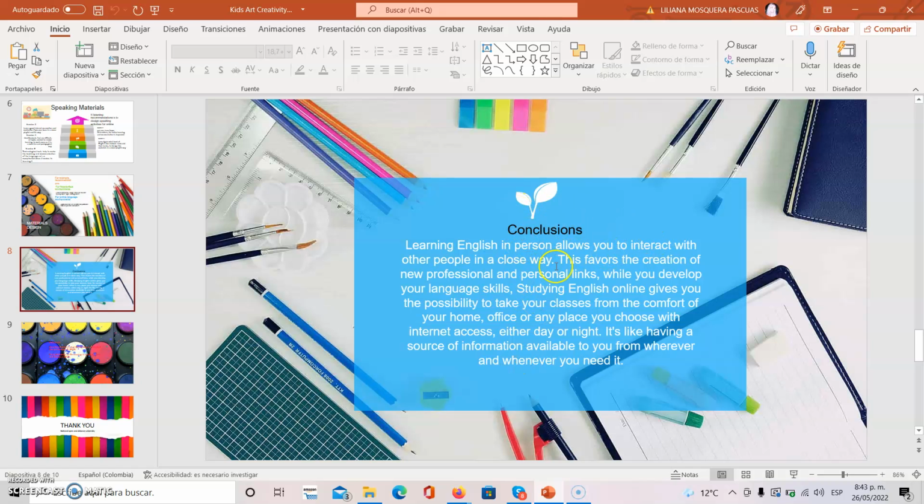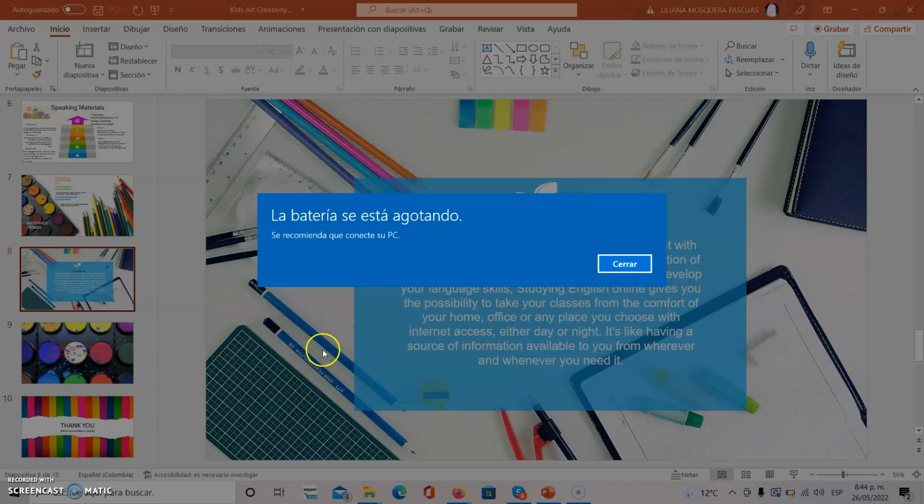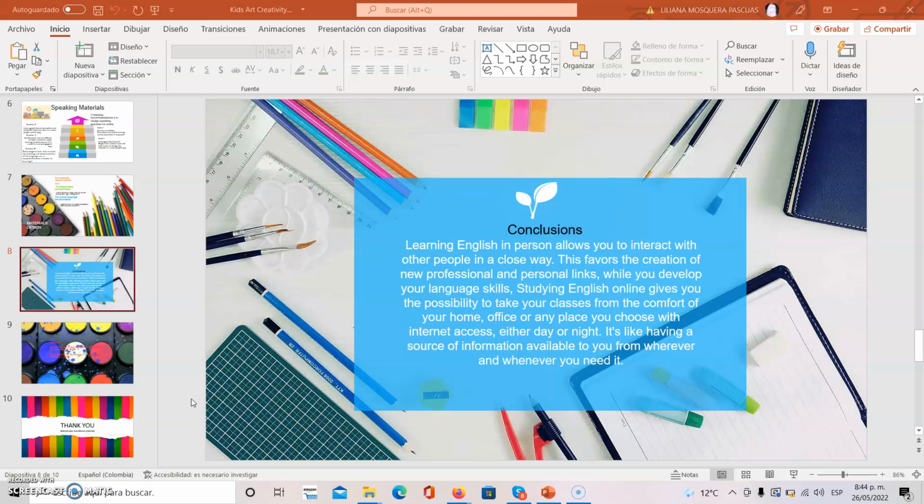And here the conclusions. Learning English in person allows you to interact with other people in a close way, and this favors the creation of new personal links while you develop your language skills.